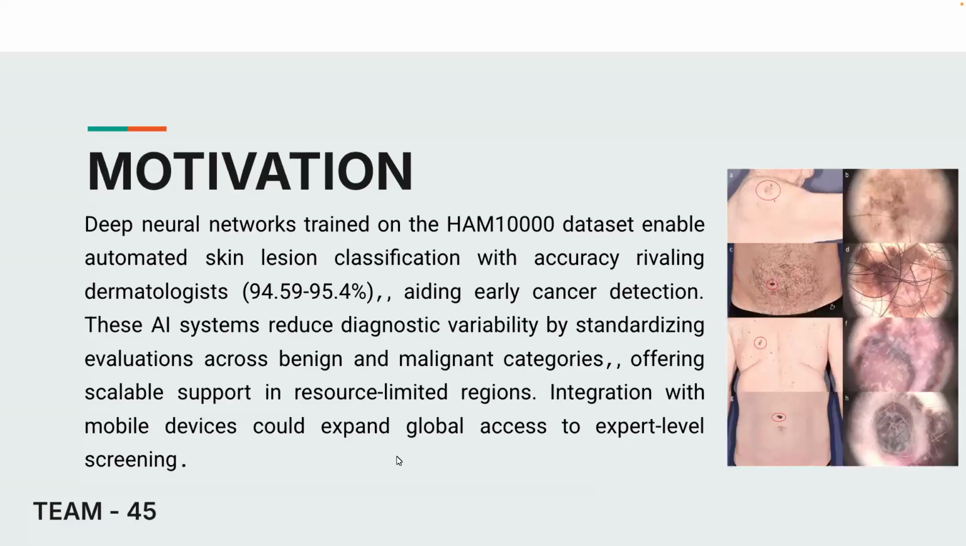The motivation of the project is that skin cancer is among the most common forms of cancer globally, and early detection can significantly improve outcomes. Dermatologists achieve great accuracy in classification, but access to such expertise isn't always available, especially in poor and remote areas. So our goal was to build a deep learning model that can match expert level performance and potentially be deployed to mobile apps for broader accessibility.